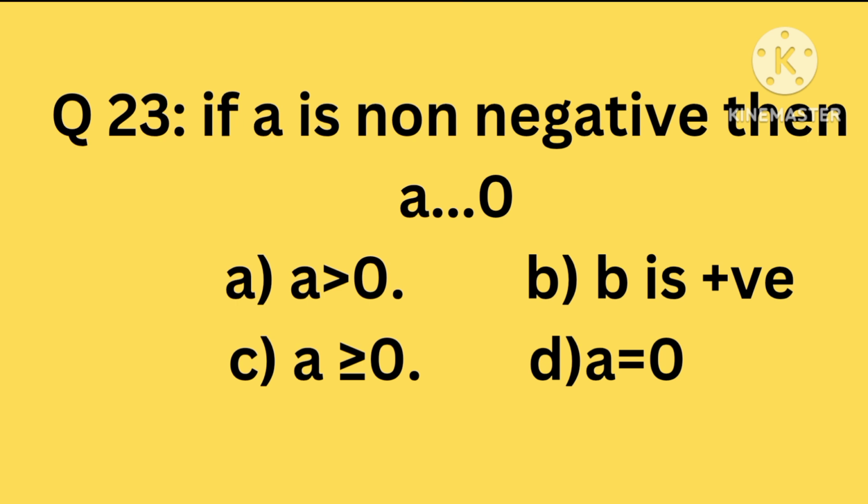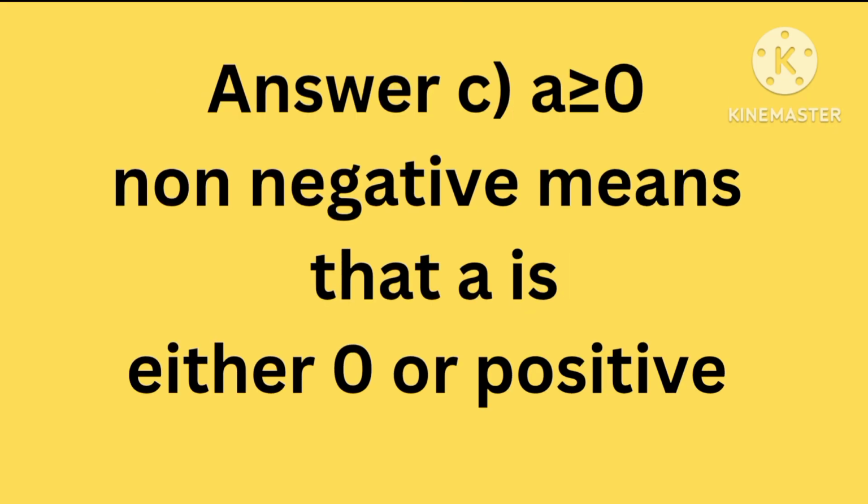Question number 23. If A is non-negative, then A is equal to 0, A is greater than 0, A is positive, A is greater or equal to 0, and A is equal to 0. Non-negative means that A is either 0 or positive. Either 0 or positive means A is greater or equal to 0.